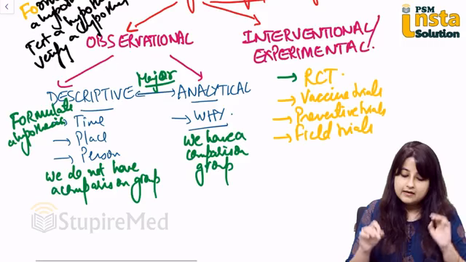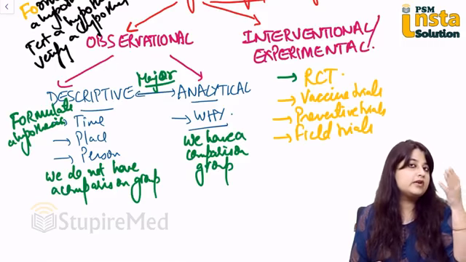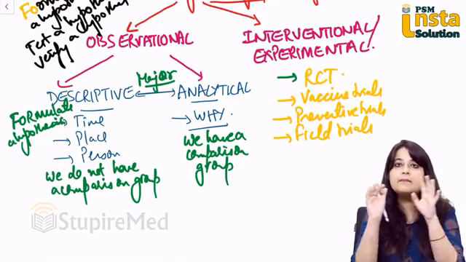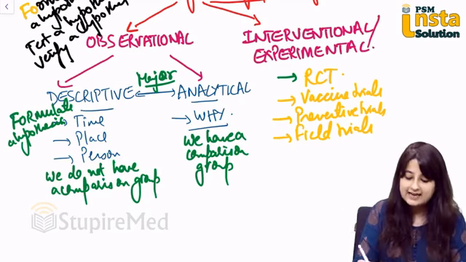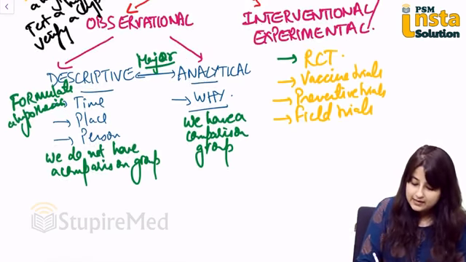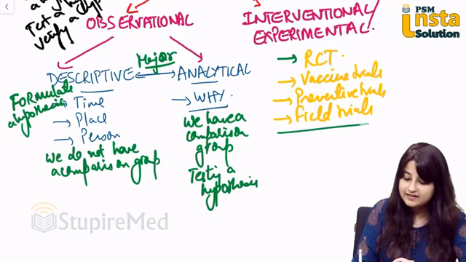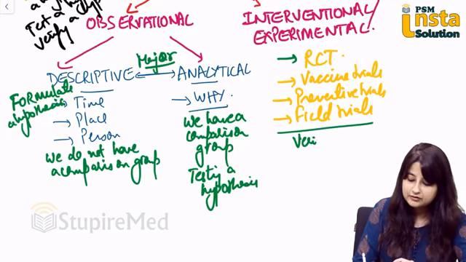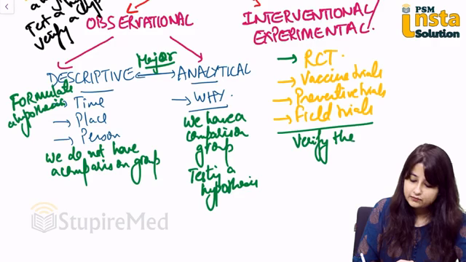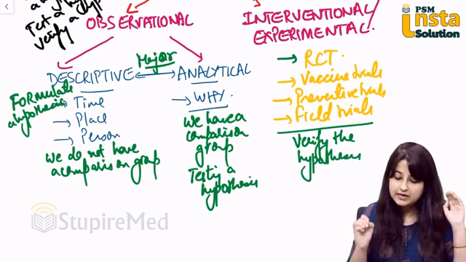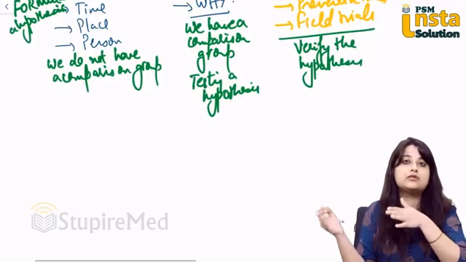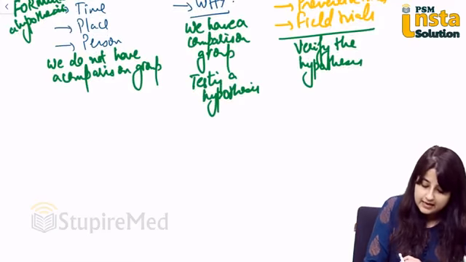Then next is test a hypothesis. For testing, you always require some comparison group. So your analytical study design will help me test a hypothesis. And finally, once you've tested, you need to verify it. So you have interventional or experimental trials which will help us verify the hypothesis. This much is clear to you. Now let us look at the examples which I asked you as an MCQ.